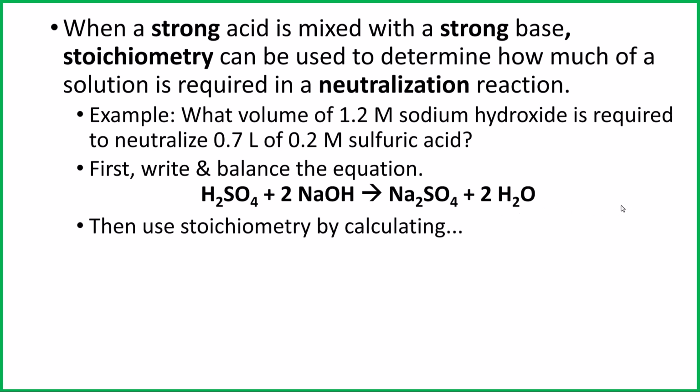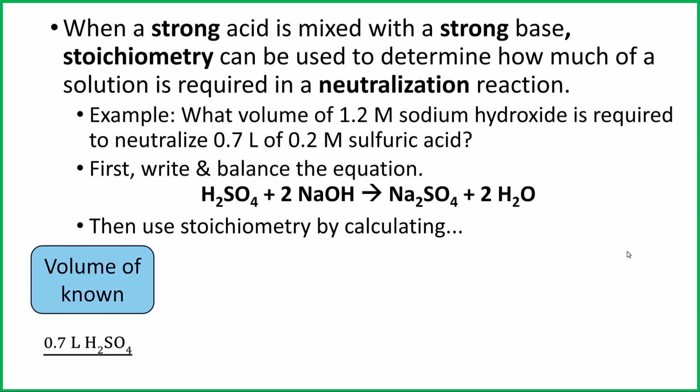And then we're going to use stoichiometry to calculate what volume of this 1.2 molar sodium hydroxide is required to neutralize our sulfuric acid. So we start with the volume of the known substance. Our known substance is sulfuric acid here because we know the volume and we know the molarity. So we're going to start with the volume of the known, which is 0.7 liters.